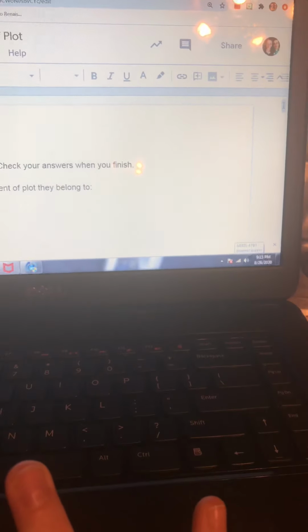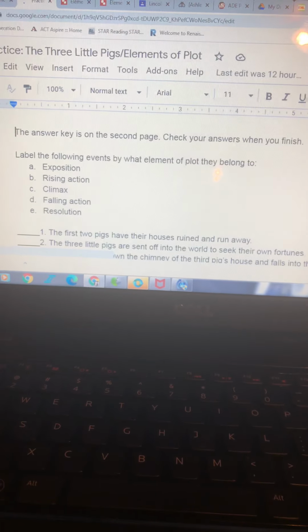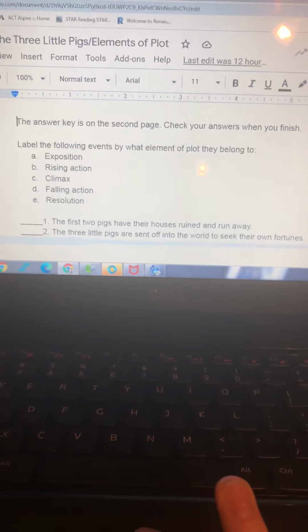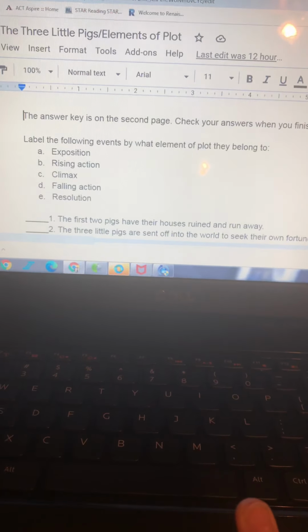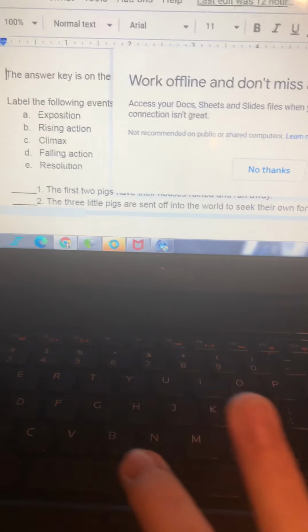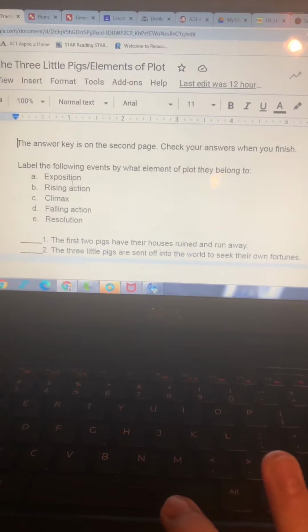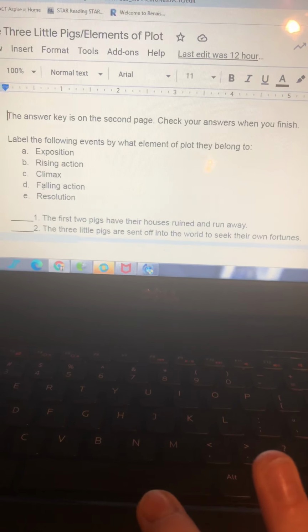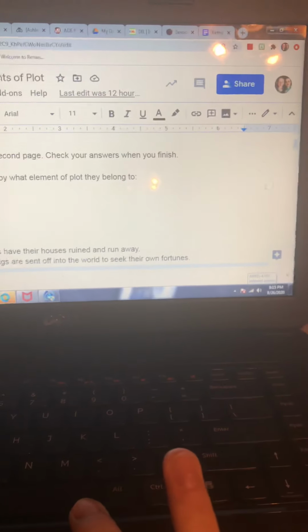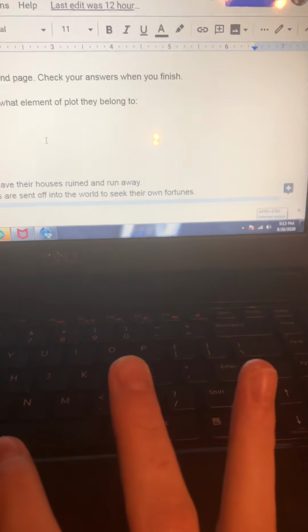I'm going to scroll down here. Give me just a second. All right. And it tells you the answer keys on the second page. If you want to go and check your answers, feel free. But I will give you a hint. After you read that story, if you can determine which event happened first, second, third, fourth, and fifth, so basically just put them in order of how they happened, then this is event number 1, event number 2, event number 3, event number 4, event number 5. If you're ever caught up on something like that, just remember they go in order. There's a reason that it's called a structure. That's why plot is the structure of a story.